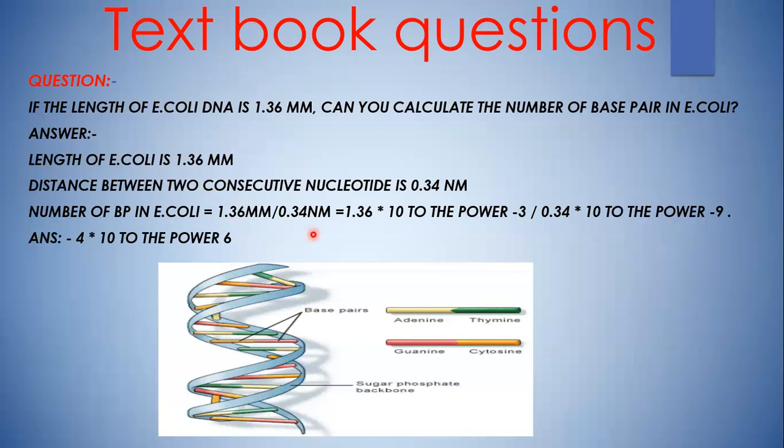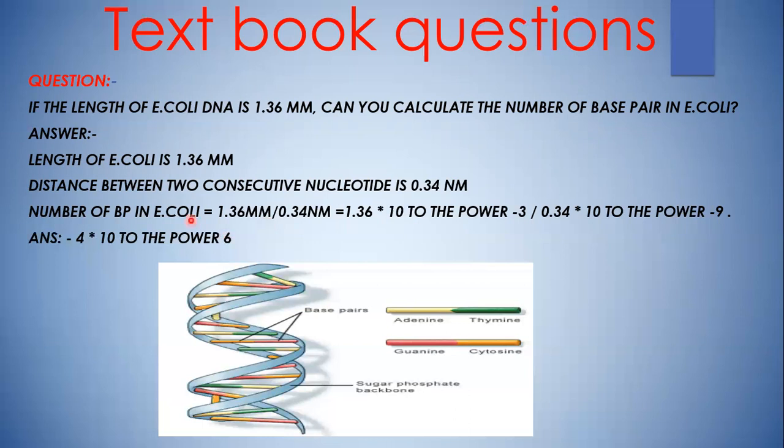Just remember one thing, you have already read about it in your lower grade. Always bring the units to the same unit. Here this is in millimeter, this is in nanometer. 1 millimeter is equal to how many meter? 1 millimeter is equal to 1 into 10 to the power minus 3 meter. And if I convert 0.34 nanometer into meter, the value will be 0.34 into 10 to the power minus 9.